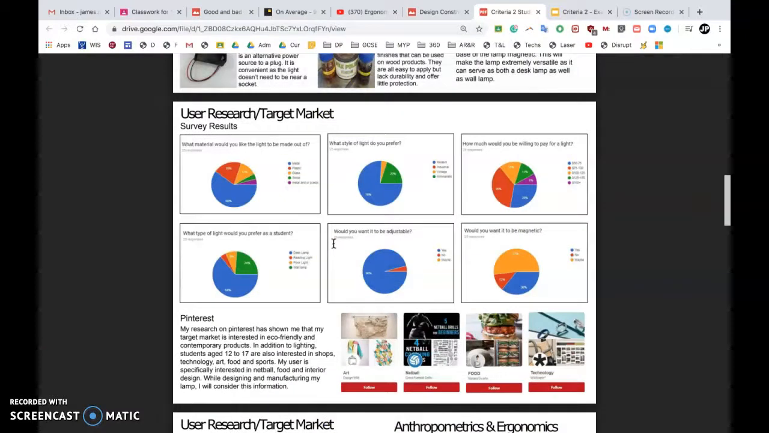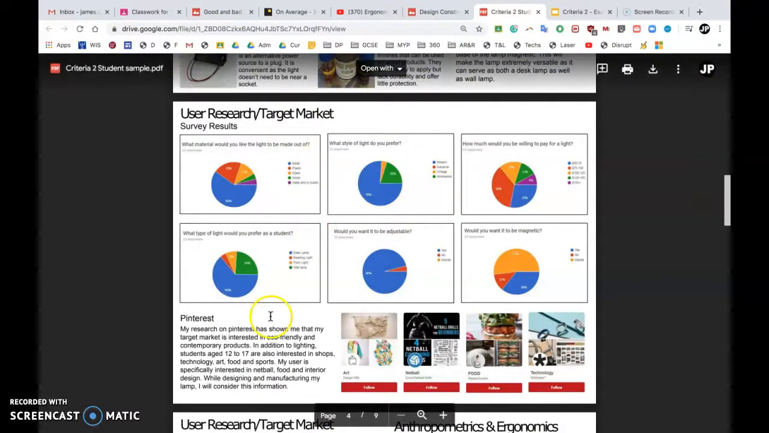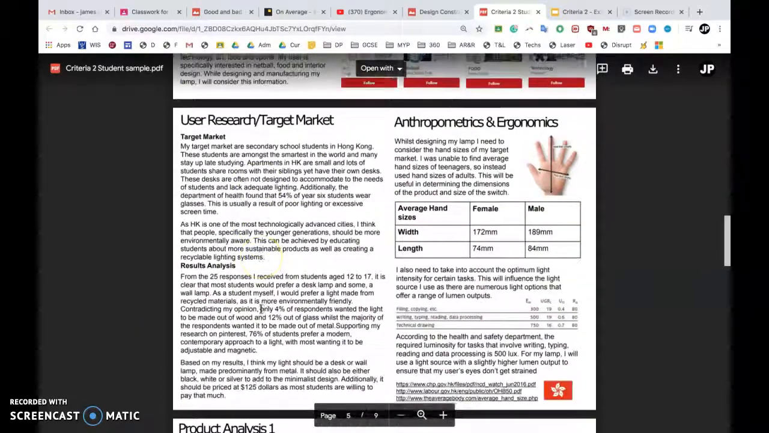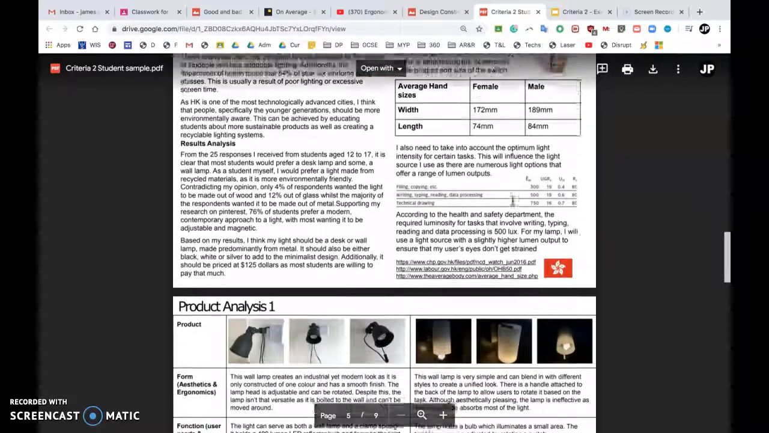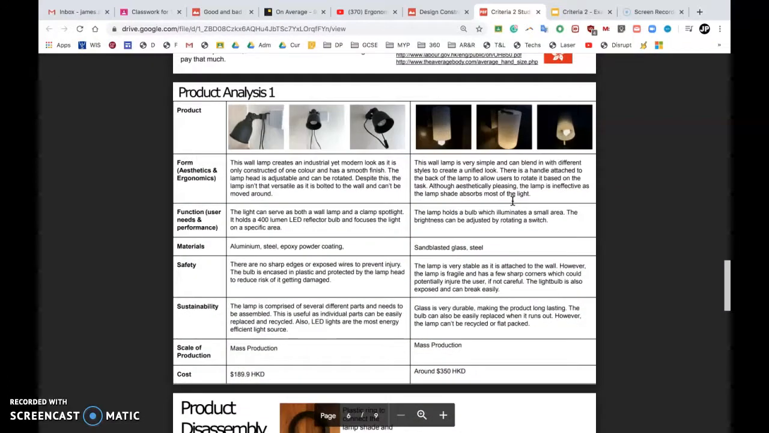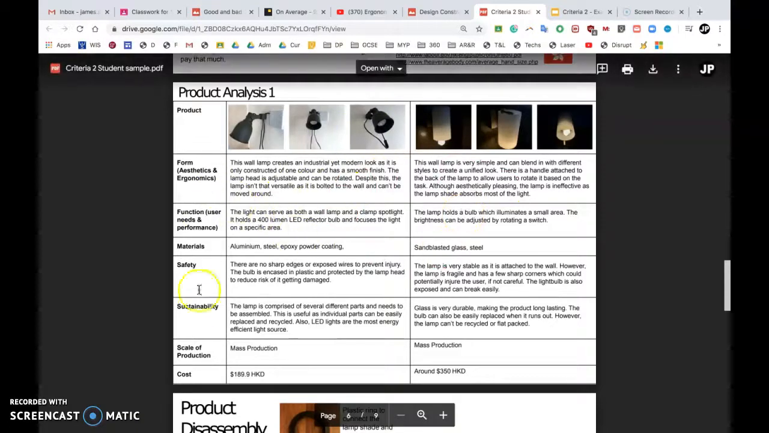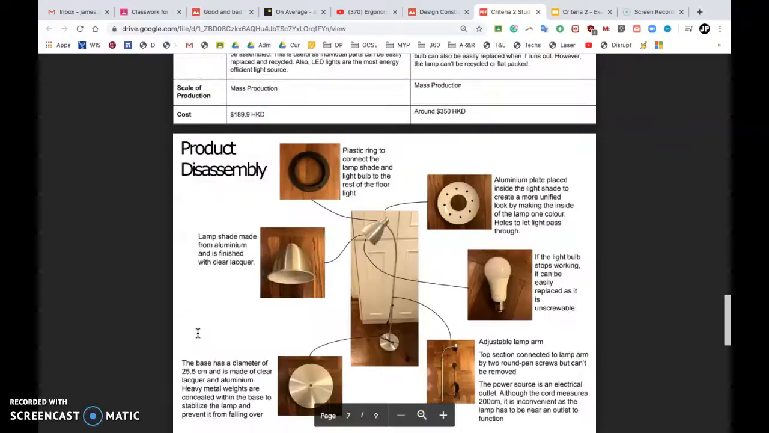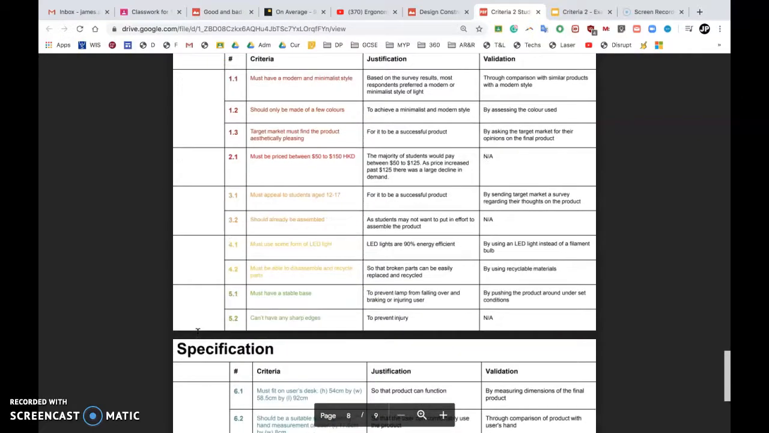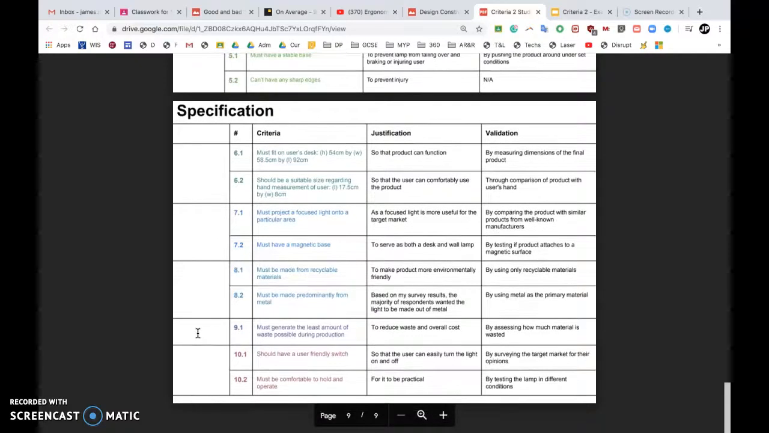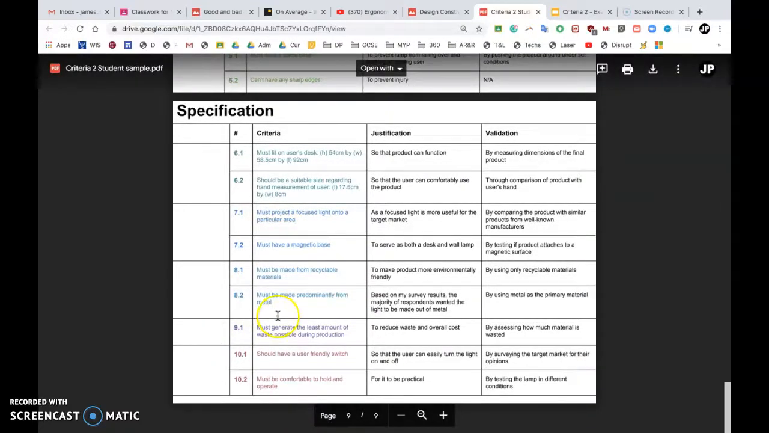The next thing you need to do is to find out about your target market, so that's a survey and looking at their interests. We need to look at anthropometrics, the size of the people, and ergonomics, how they interact with products. We then need to take some existing products and analyse them under certain key criteria. We need to disassemble a product, and then we need to have a design specification which outlines all the things our product must do or be like in order to be successful.